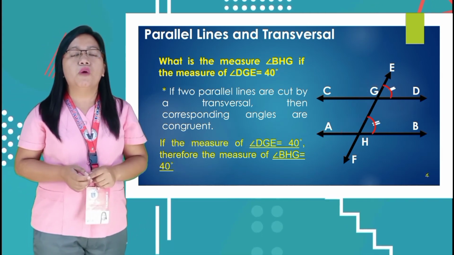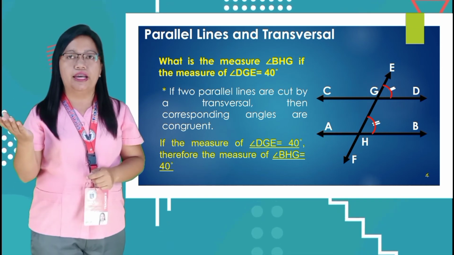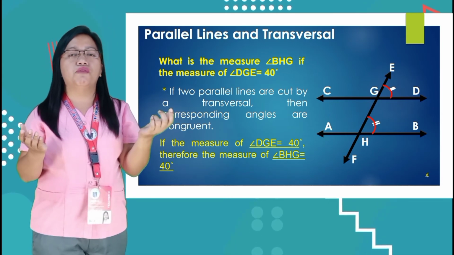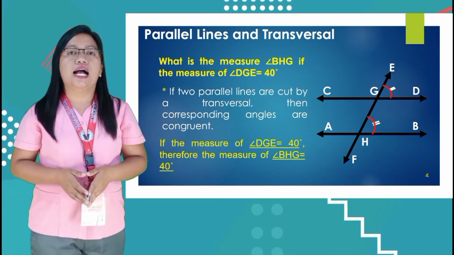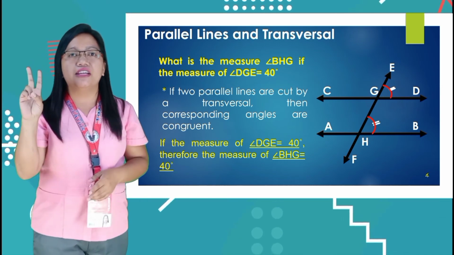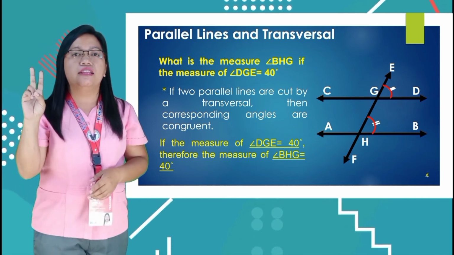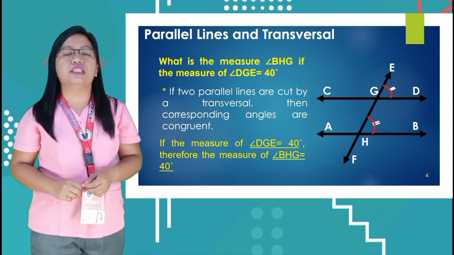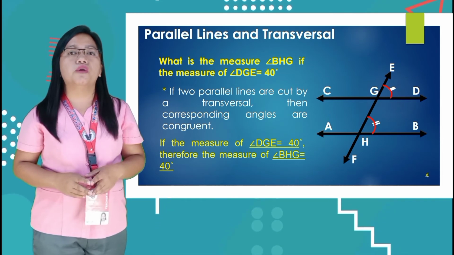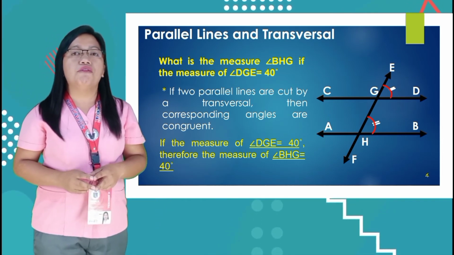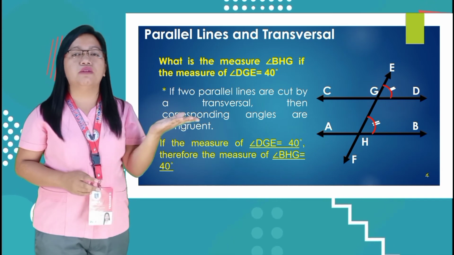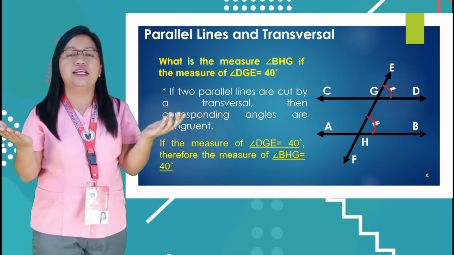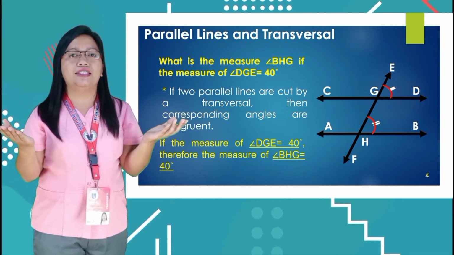Next, what is the measure of angle BHG if the measure of angle DGE is equal to 40 degrees? Again, if two parallel lines are cut by a transversal, then corresponding angles are congruent. Since they are corresponding angles, they are congruent. Therefore, if angle DGE is equal to 40 degrees, the measure of angle BHG is also 40 degrees.